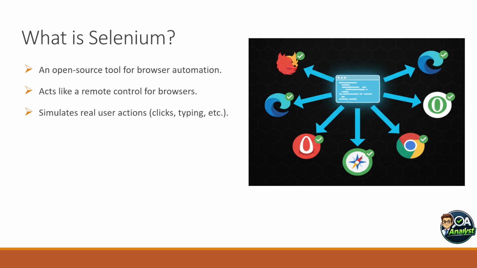Selenium is an open source automation tool that allows us to automate browsers. Think of it as remote controlling Chrome, Firefox, or Safari. With Selenium, you can tell the browser to open this page, click on the XYZ button, type XYZ text, verify the result.